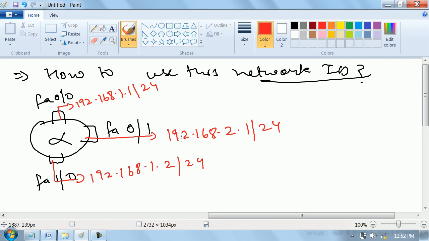So what the router says is that I will not be a part of this confusion. I want to stay free. That's why if you want to deal with me, you cannot assign IP addresses of the same network on my two interfaces. If you want to assign, you can assign IP addresses of different networks. You can never assign IP addresses of the same network. What the router says: I don't want to be part of confusion.